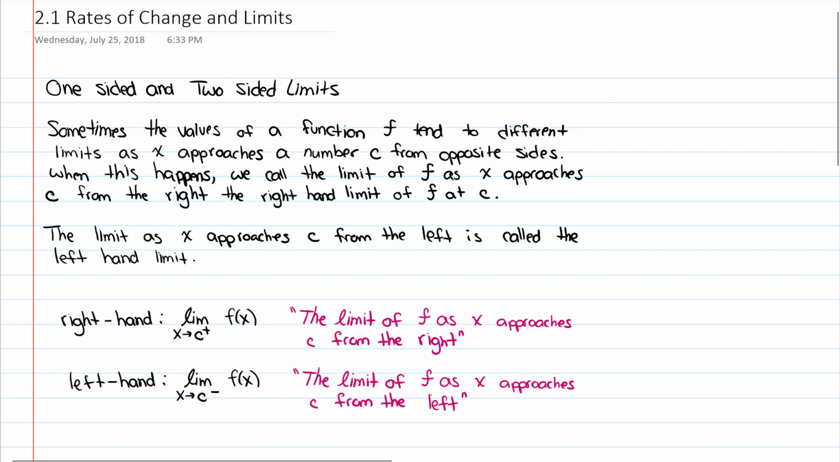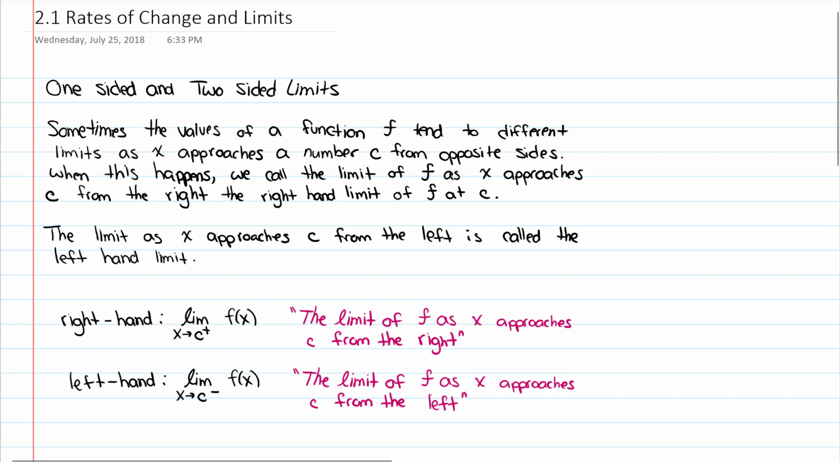So far, we've worked with limits that evaluate to a number. We've worked with limits where you observe a graph to see what happens from both sides. And we've looked at a graph where the limit just didn't exist. Today we're going to be talking about one-sided and two-sided limits.